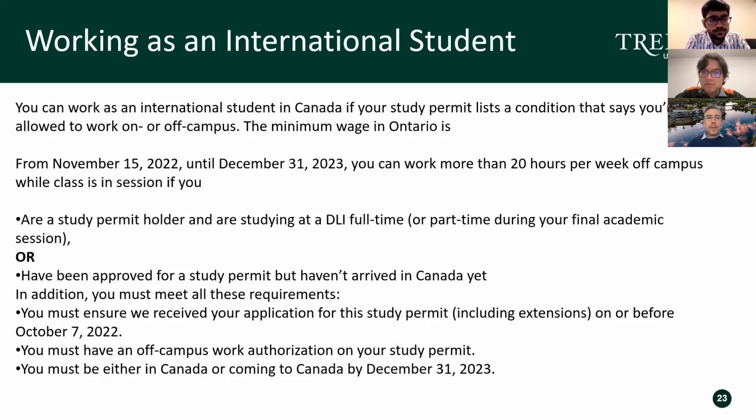That said, the minimum wage in the province of Ontario, which is where Trent is located, is $15.50 Canadian dollars an hour. It's not insubstantial. That's a decent wage, and if you imagine $15.50 times 20 per week, that gives you a sense of how much money you're going to make. Obviously, that's not going to cover everything, but it can supplement your living expenses. It can give you some spending money. It can help to cover some of the cost while you're here.